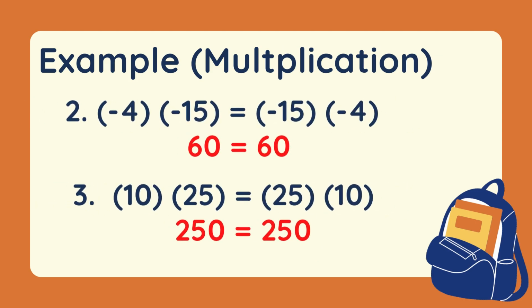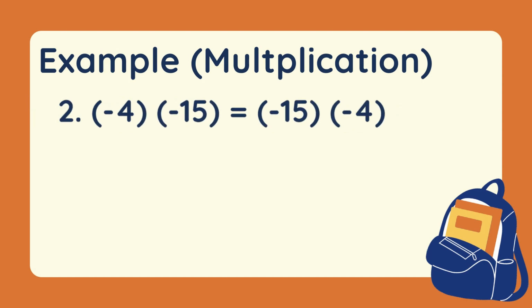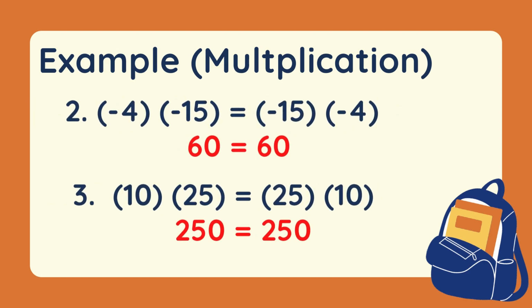Same is true with negative 4 and negative 15, and negative 15 and negative 4. So the product is 60. 10 times 25 and 25 times 10 will also give us the same result, which is 250.